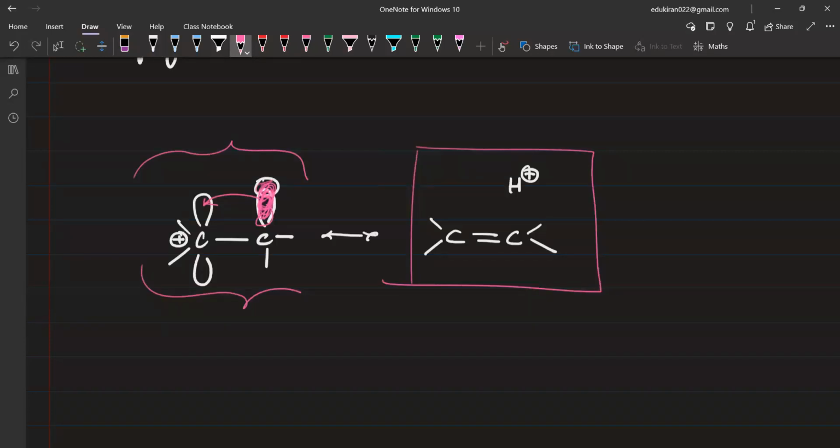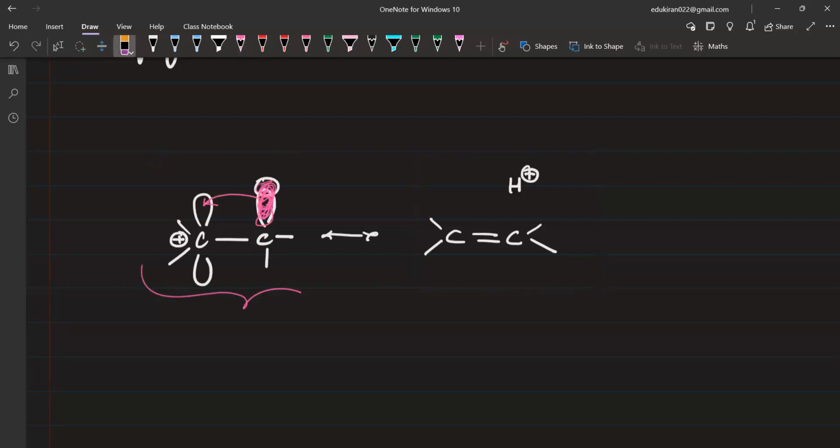Both of these structures, electronically speaking, if I speak in terms of energy, are not very energetically different. Here also we are having carbon with a positive charge, and here we are having hydrogen with a positive charge. So this type of bond shifting, from sigma bond to pi bond, where sigma electron is getting converted to pi bond, is known as hyperconjugation.